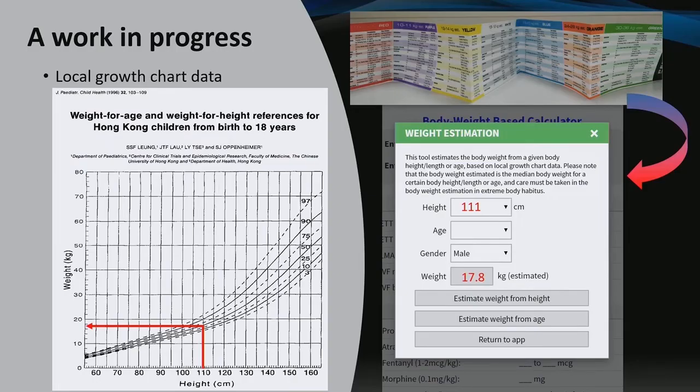Our work is still a work in progress. We have recently added a new function by incorporating local growth chart data to estimate body weight from body height or body length. The weight for height relationship is a similar concept to the Broselow tape, where you have different body weight zones divided according to patient height. In the app, from this weight estimation tool, once you enter the patient's height, the app would refer to the growth chart data, and the body weight is estimated according to the median weight for height.